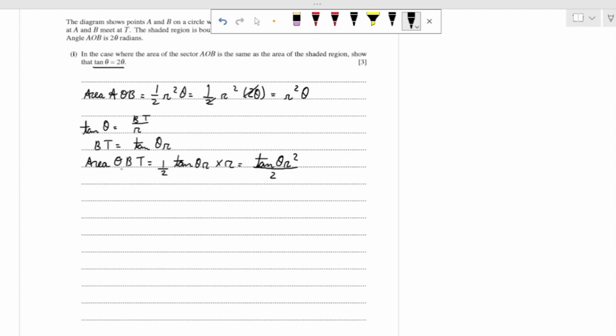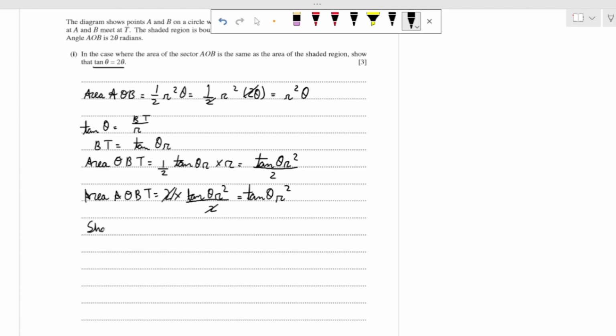And now we found area of OBT. So to find area of AOBT, because we need to find the whole area of the kite and then subtract the sector from it to get the shaded region. So we are going to find area of AOBT. We'll be just multiplying all of it with 2, tan theta r square over 2. 2 and 2 cancel, and we're left with tan theta r square, and that's the area of AOBT.